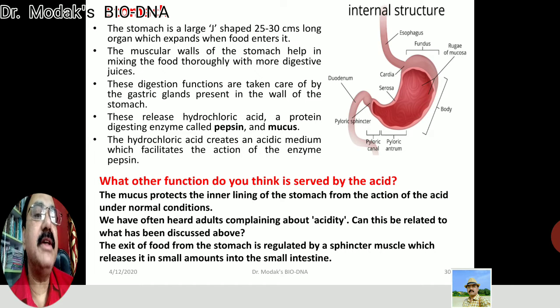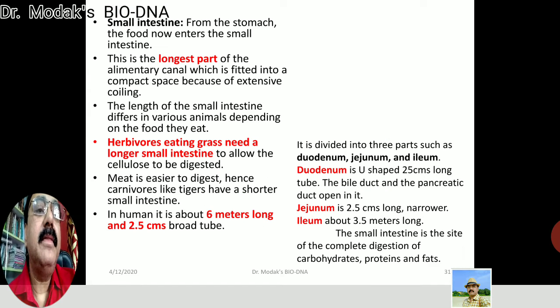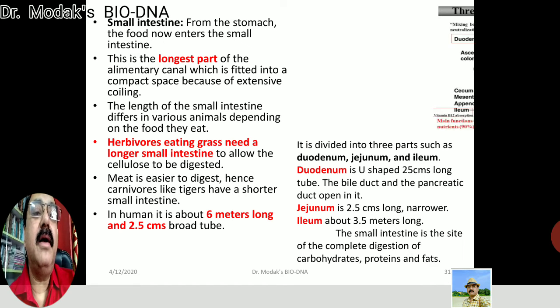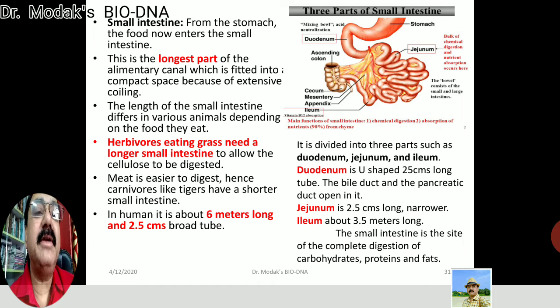And once that food is digested with the help of these types of enzymes secreted by the wall, then it is pushed forward. Then comes the small intestine. It is the most important part. It is the longest part. It is about 6 meters long, and as it is a 2.5 centimeter broad tube, it is termed the small intestine. Actually it is the longest part, however, because its diameter is less than the large intestine, it is called the small intestine. From the stomach, now food is entering into the small intestine.